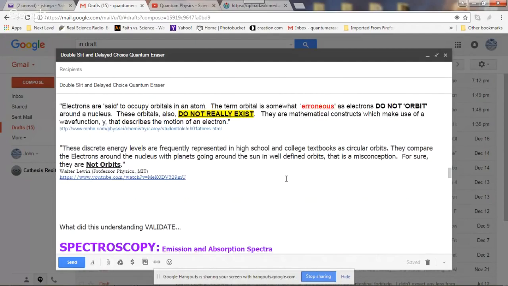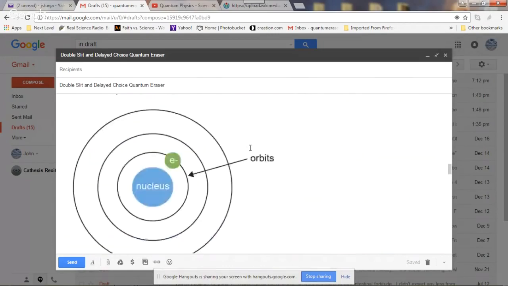That's it. From Walter Lewin, he's a professor of physics at MIT: These discrete energy levels are frequently represented in high school and college level textbooks as circular orbits. They compare the electrons around the nucleus with planets going around the sun. And that doesn't even happen in well-defined orbits. Yep, that's a misconception, for sure. He says, for sure, they are not orbits. So we can disregard that right now.